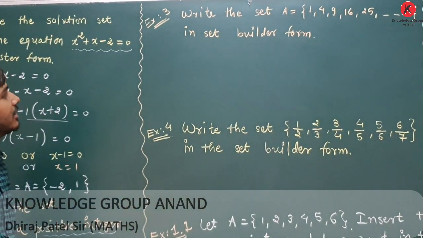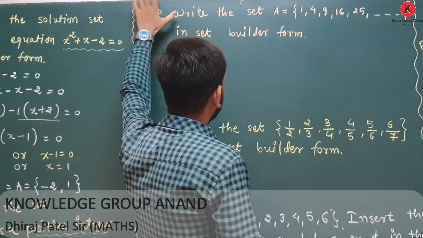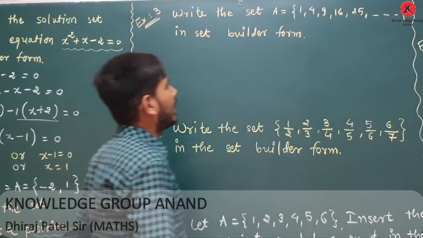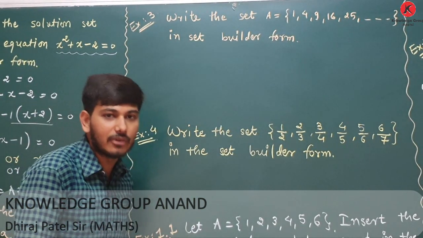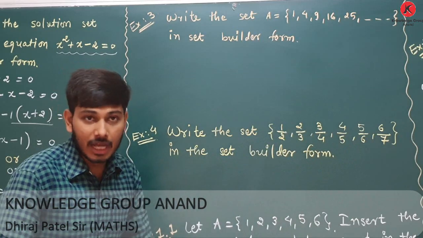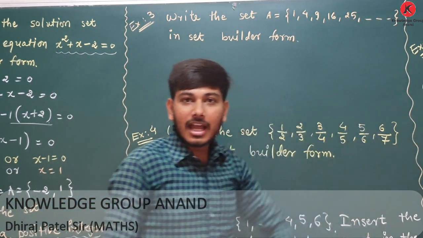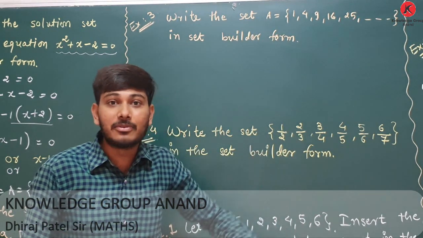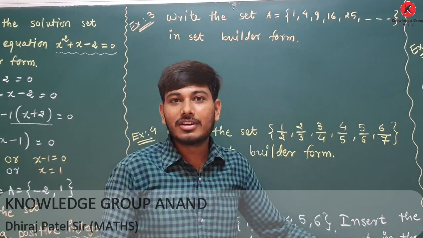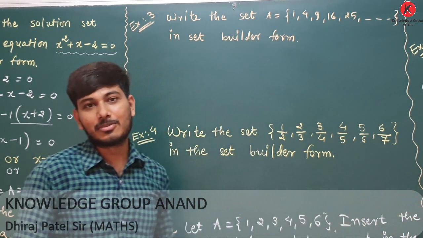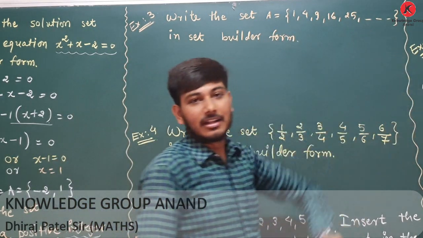Now exercise 3, example number 3: write the set A equals 1, 4, 9, 16, 25 up to infinity. Now see here: 1, 4, 9, 16, 25. The next terms will be 36, 49, 64. Okay, they are the next terms. We can assume it by the given pattern.